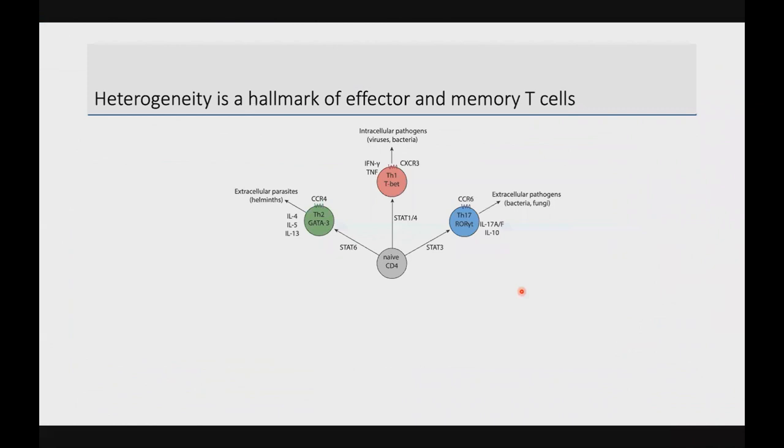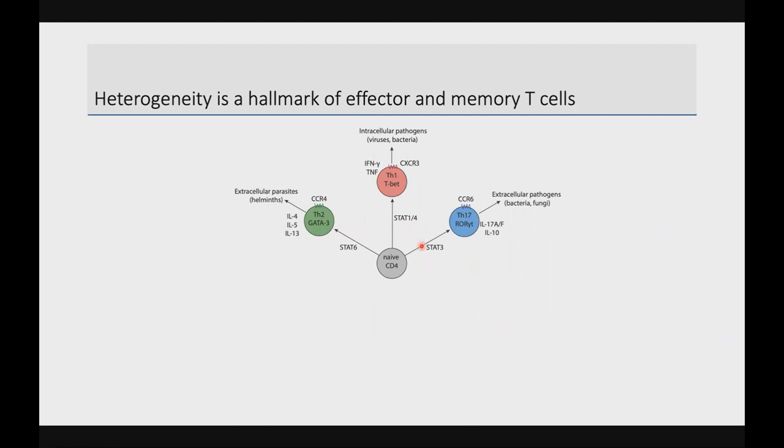Heterogeneity is a hallmark of effector and memory T-cells that best serves the function of providing tailored mechanisms of protection against different pathogens in different tissues. Upon pathogen recognition, CD4 T-cells make effector choices to become Th1, Th2, or Th17 cells under the influence of distinct signaling and lineage-defining transcription factors.